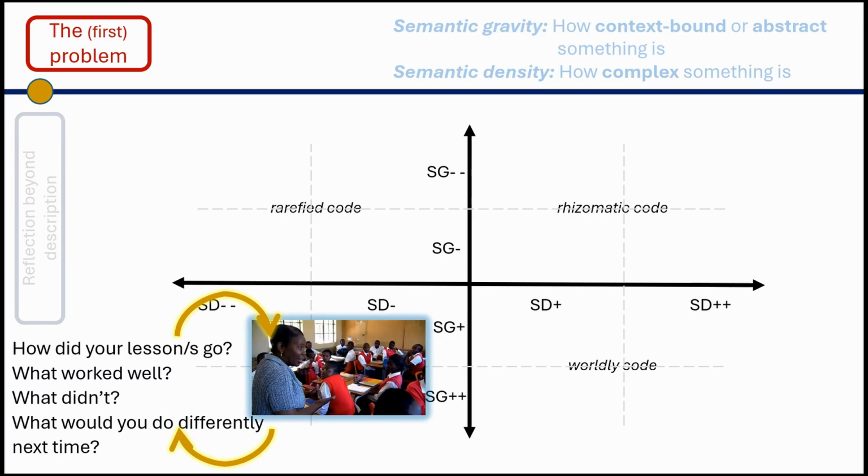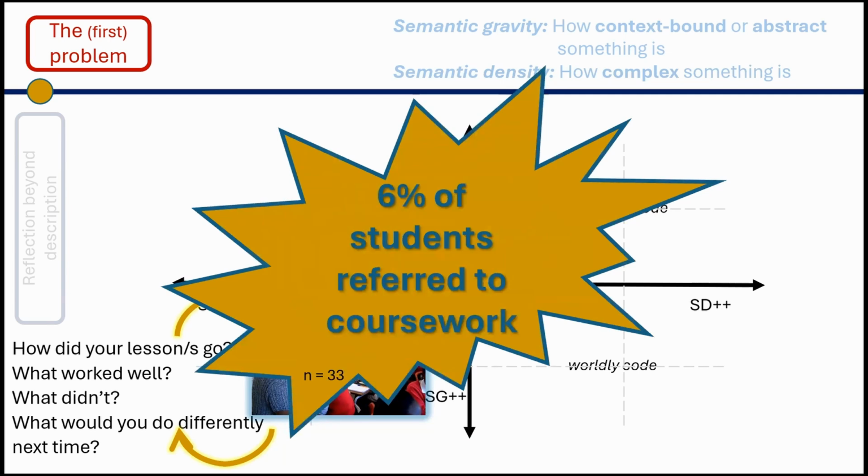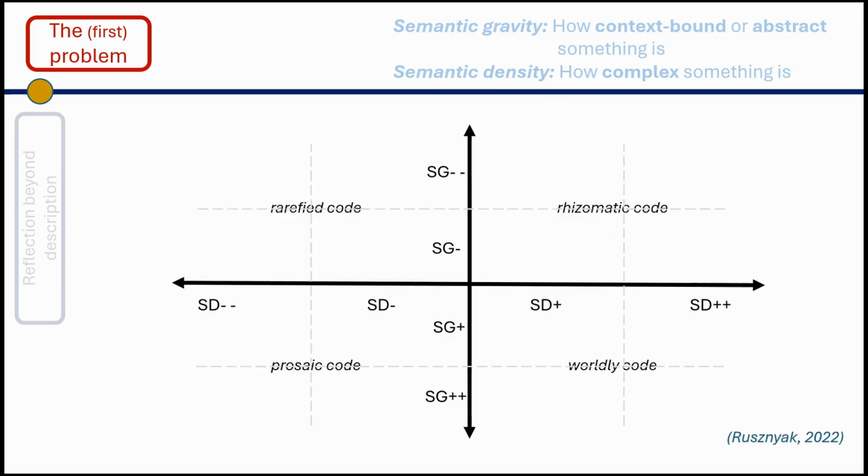Thanks, Paul. So the problem is that the reflection prompts that the student teachers had set up hardly move out of this prosaic code. And as a result, only 6% of their questions referred to anything outside of the classroom at all. The prompts were just like: how did it go? What worked well? What didn't? So this was the first problem.